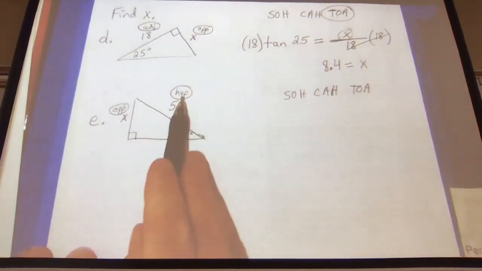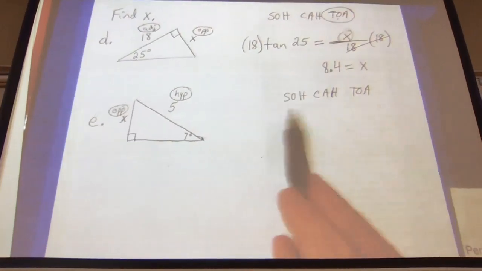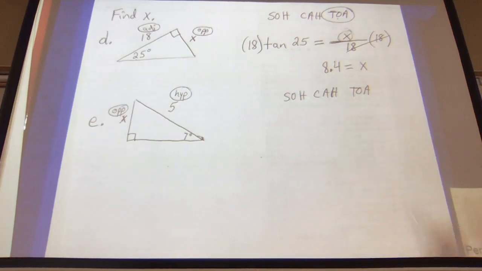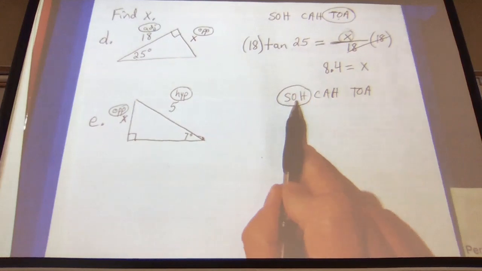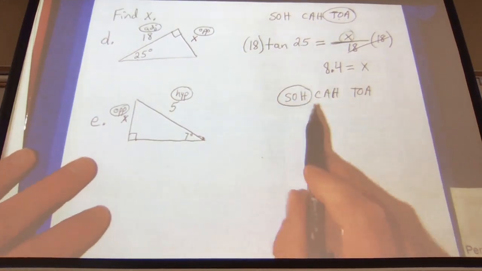In our picture, we identified the hypotenuse and the opposite. Which one of our trig functions uses hypotenuse and opposite? Craig or Jackson? Sine. Sine does. Sine is opposite over hypotenuse. Now I can use this to set up my equation.